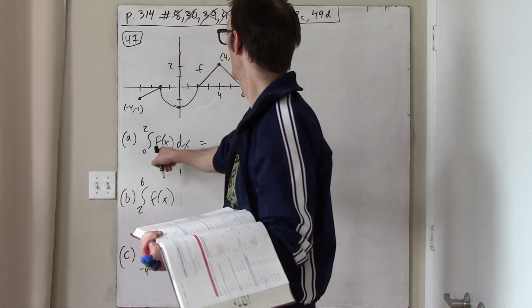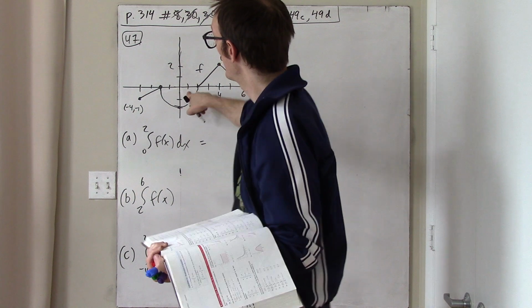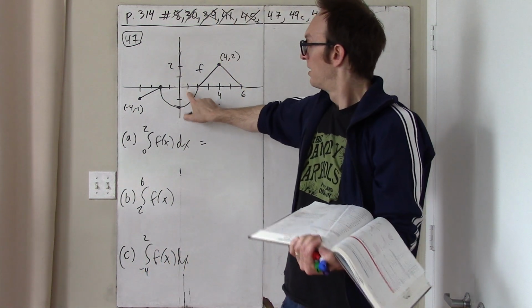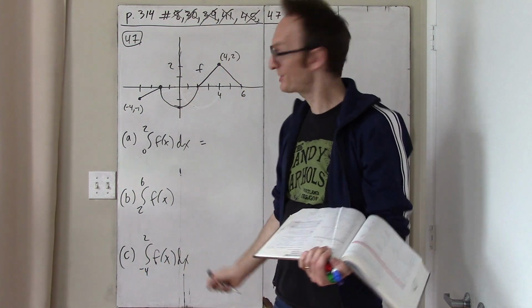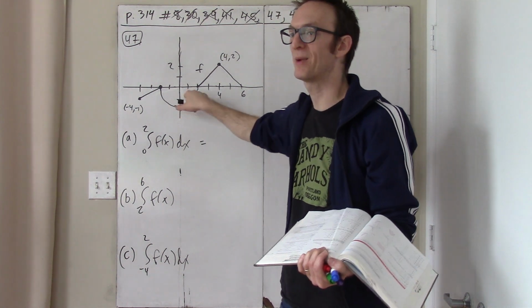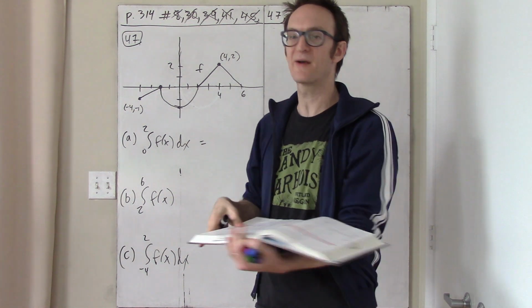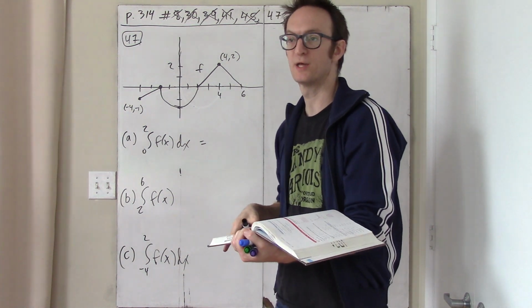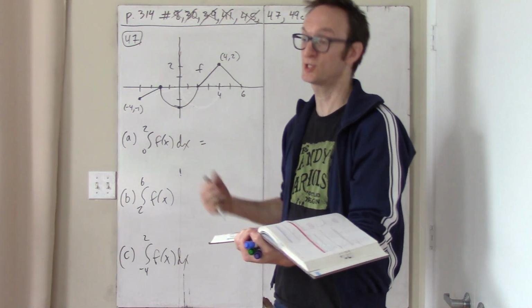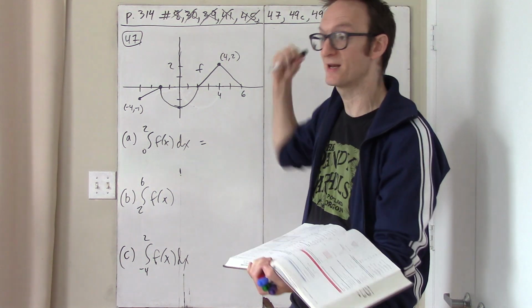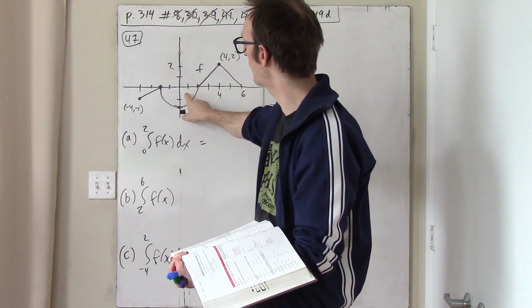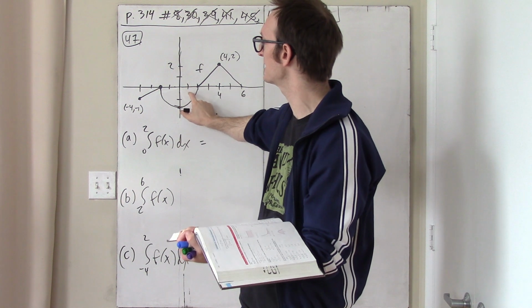What is this going to be? Well, the integral from 0 to 2 is just asking you for this area. But of course, keeping in mind the fact that the integral is really the signed area under the curve. It's just the area under the curve if the function is positive, but if it's negative, you count that negatively. So what is the area of a quarter circle of radius 2?